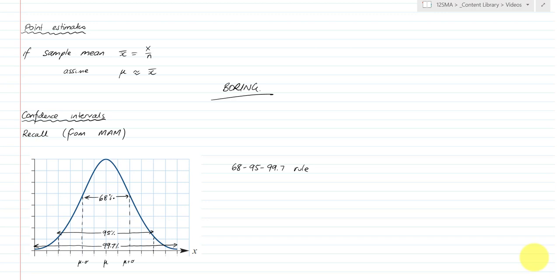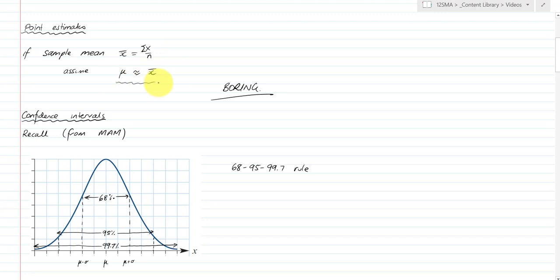So our sample mean, remember, we can use as a point estimate. To get our sample mean we just sum our x and divide by how many there are, and that will give us our sample mean, and we assume that our mu is approximately equal to x bar.